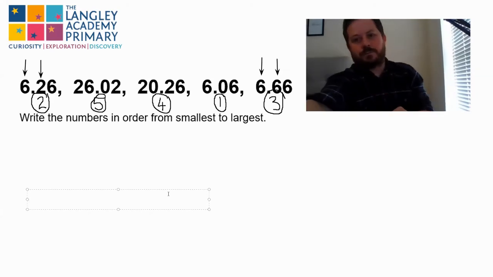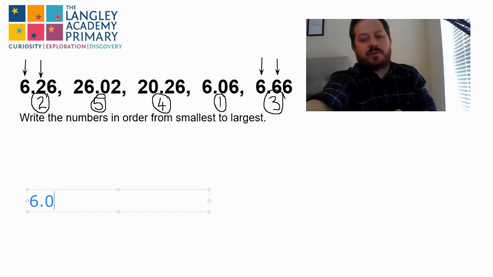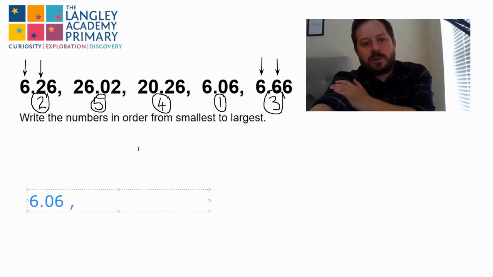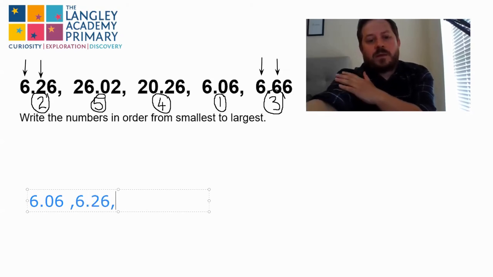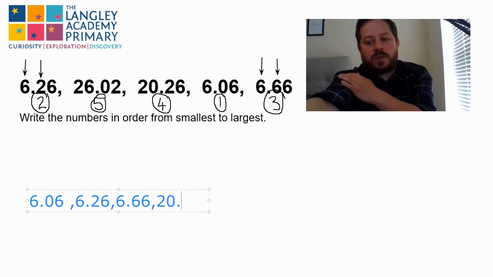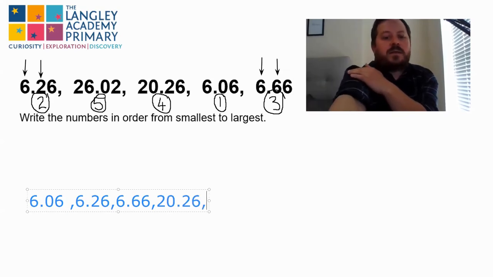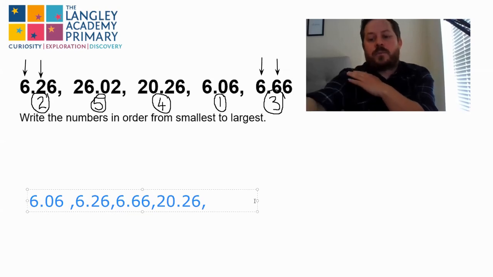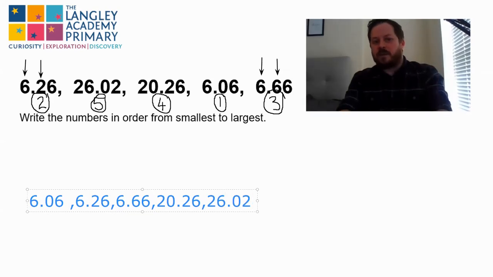So our first one is going to be 6.06. Next one after that, we are going to put number 2, which is 6.26. Then we've got 6.66. Then we move on to the two numbers which have tens in their column. We've got 20.26, and we have 26.02. And that's our numbers in order.